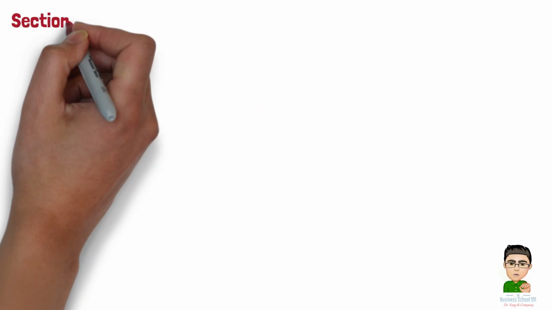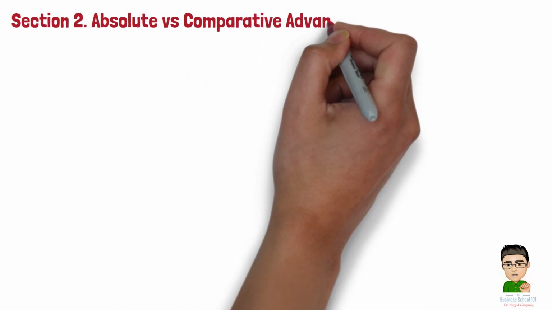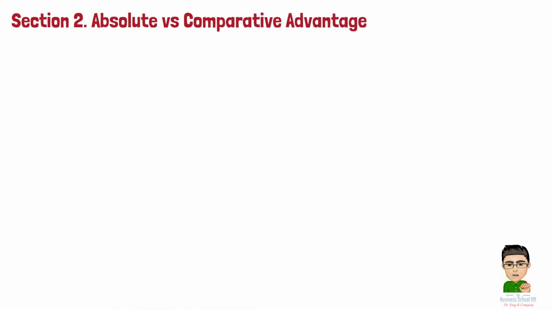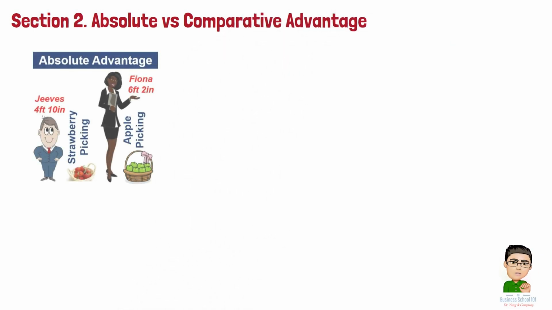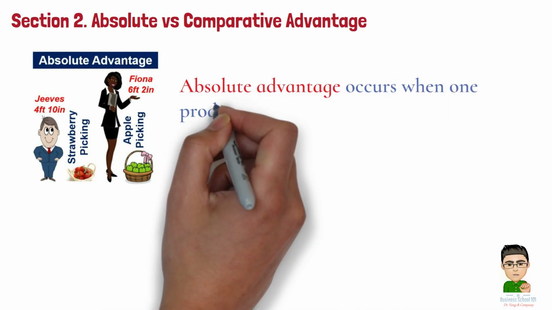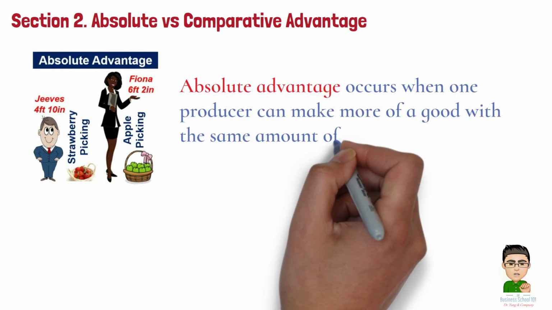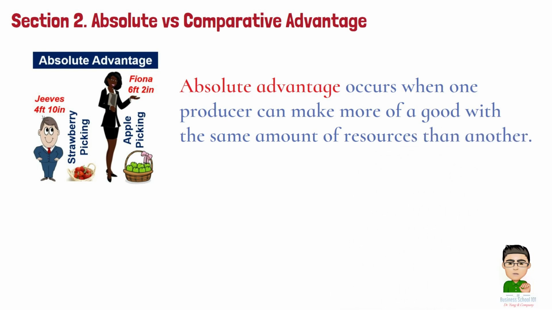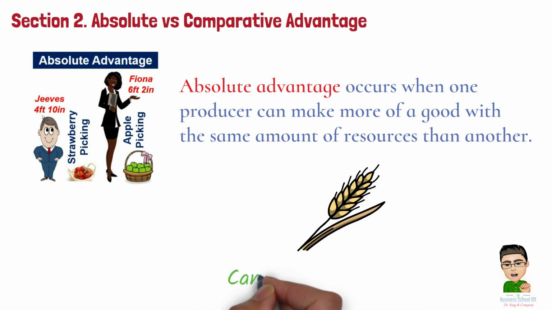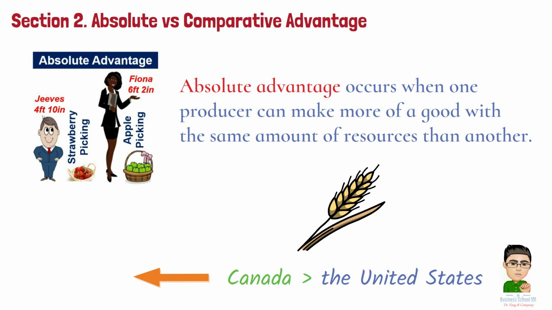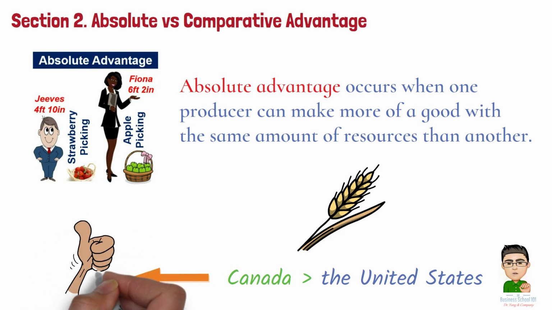Section 2. Absolute versus comparative advantage. To understand trade fully, we need to understand two concepts: absolute advantage and comparative advantage. Absolute advantage occurs when one producer can make more of a good with the same amount of resources than another. For example, if Canada can produce more wheat per acre than the United States, Canada has an absolute advantage in wheat production.